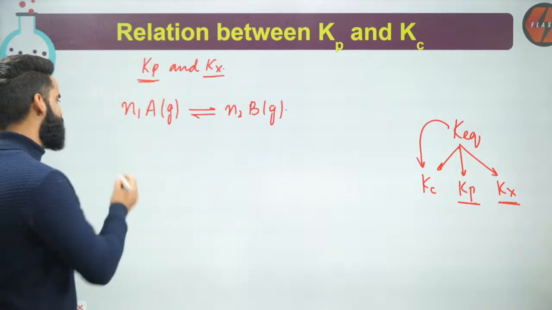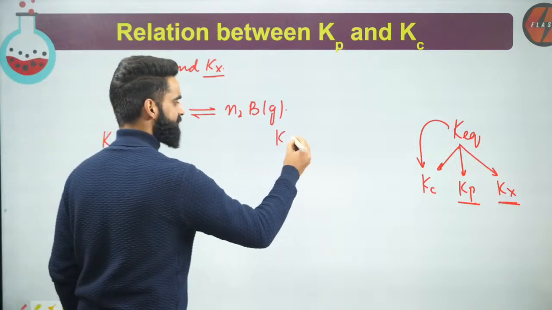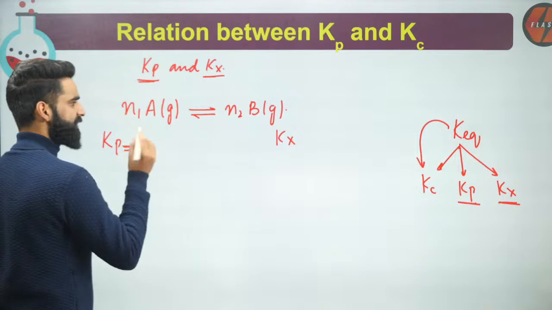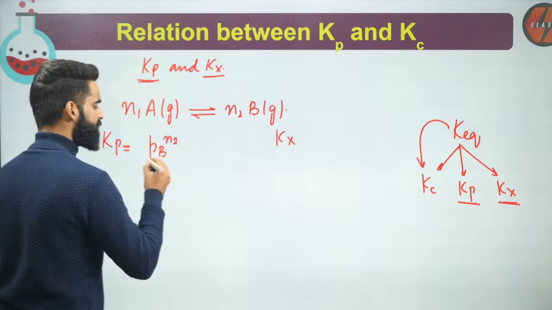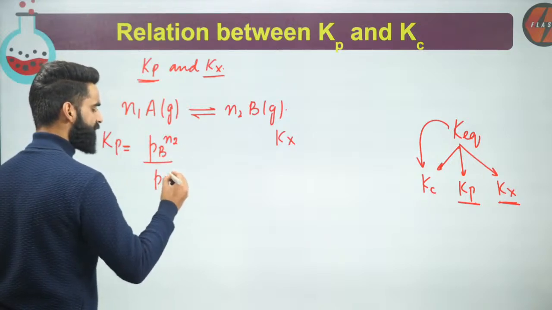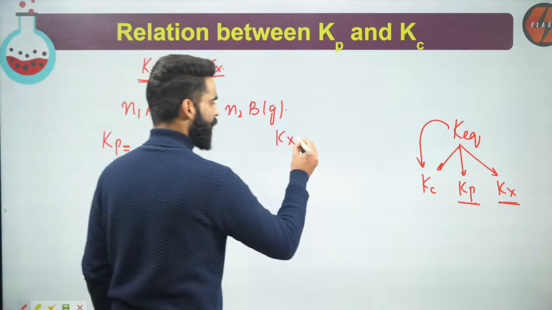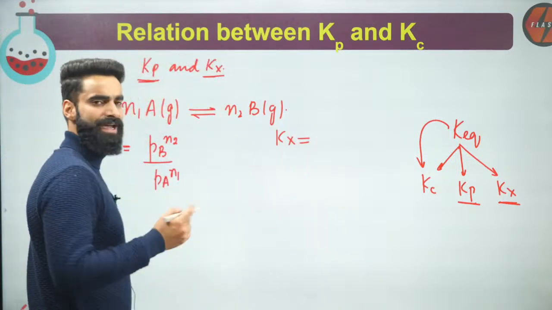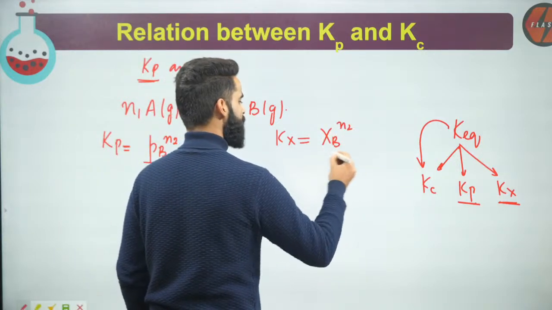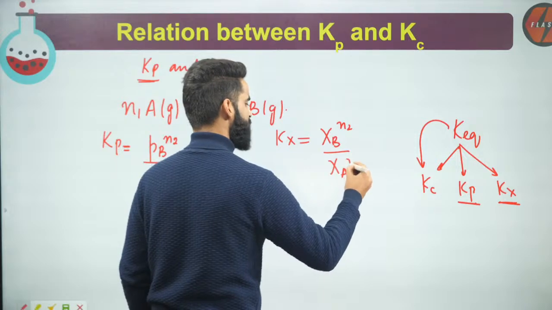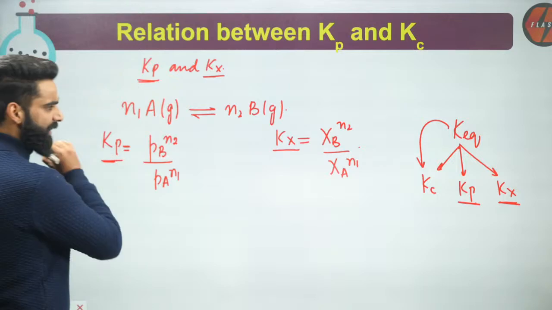Now people, I can write its Kp expression as well as its Kx expression. Its Kp expression is simply going to be partial pressure of B at equilibrium to the power stoichiometric coefficient n2, divided by partial pressure of A at equilibrium to the power stoichiometric coefficient, that is n1. And if I want to write the expression for Kx, it's going to be mole fraction of B at equilibrium to the power n2 divided by mole fraction of A at equilibrium to the power n1. This is the Kx expression, and this is the Kp expression.